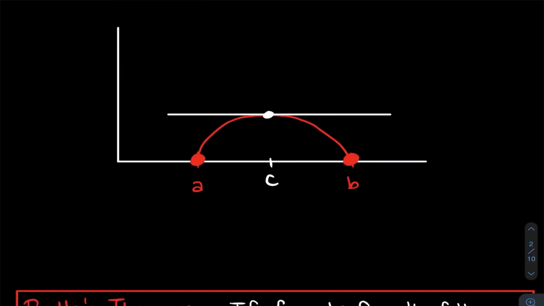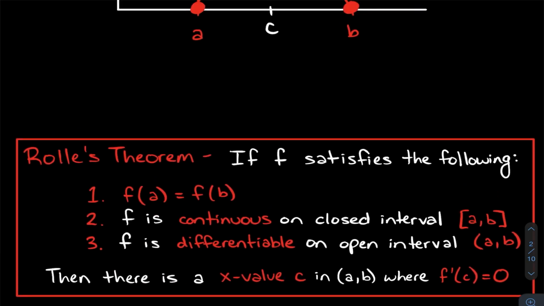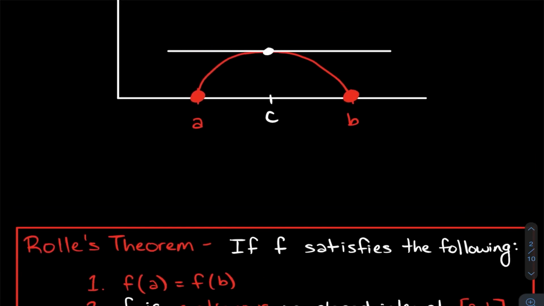Then there has to be some kind of x value here where the slope of the curve at that point is 0. Okay, it's got to turn around. That's Rolle's theorem.